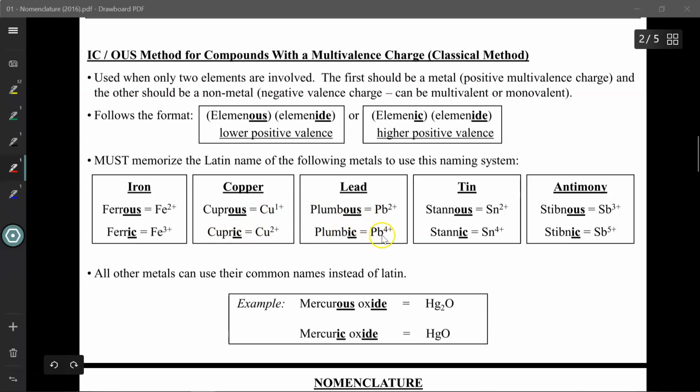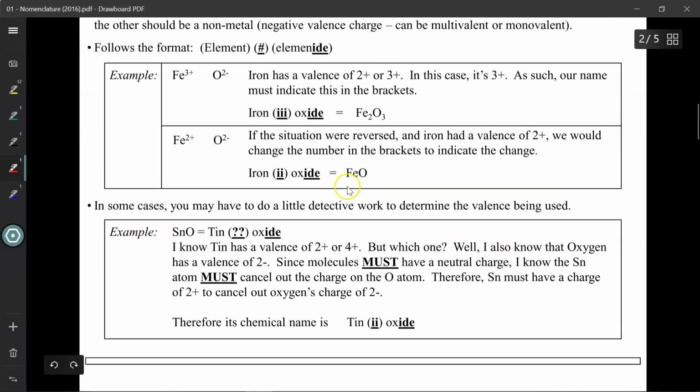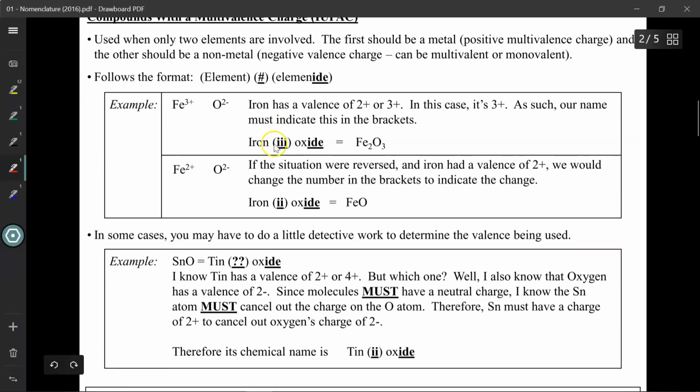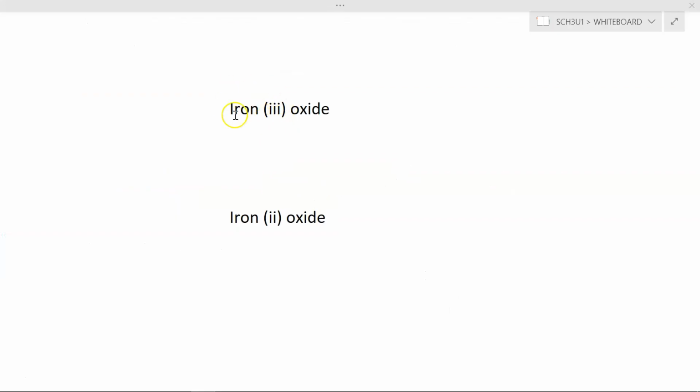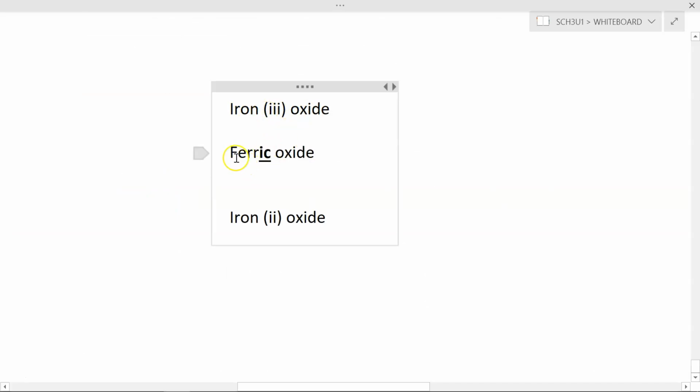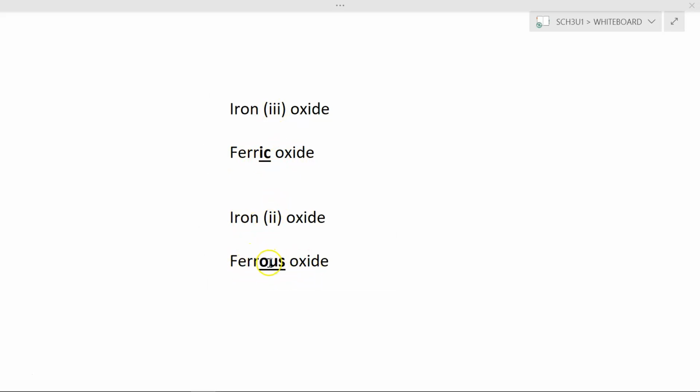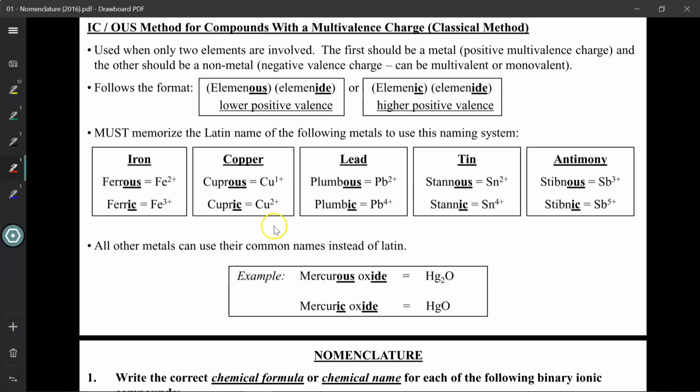Plumbic, 4. So this other naming system we learned up here is much better because it actually tells you what the number is. Iron 3, iron 2. But this method requires you to have those charges memorized. So instead of saying iron 3 oxide, you would say ferric oxide because 3 is higher than 2. While iron 2 would be called ferrous oxide because the OUS suffix is for the lower number. Now, as I mentioned before, you're supposed to only use this naming system for Latin names.